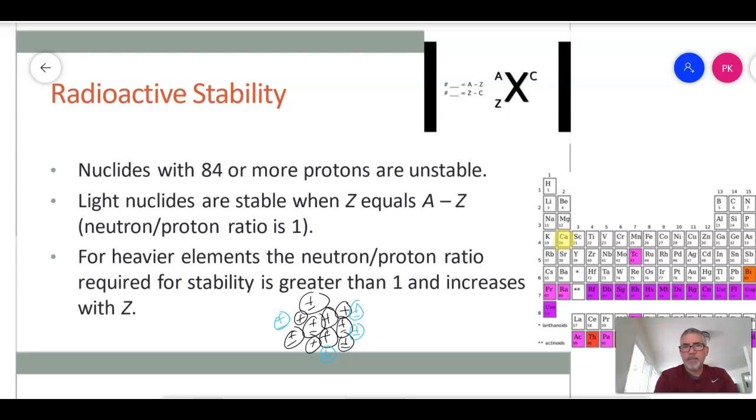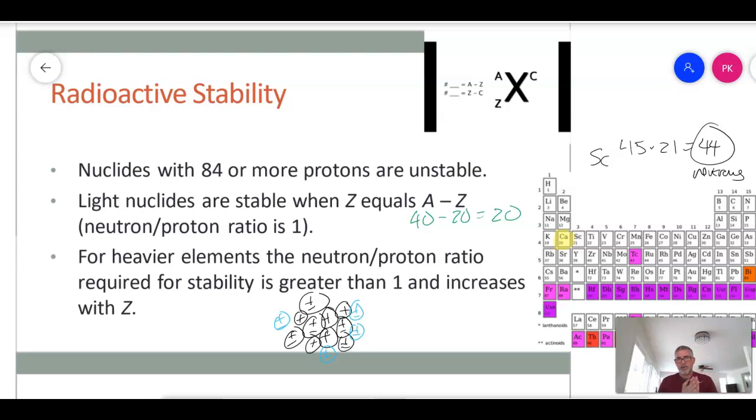If you look at calcium, A in calcium would be 40 and Z is 20, so that's 20 neutrons. Right after we get to calcium, we start getting larger and larger. If you look at scandium, which is right after calcium, we get 45 minus 21, which equals 24. So right after calcium, we need more and more neutrons to make it stable.